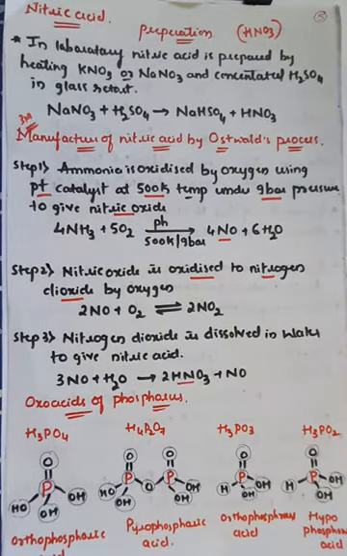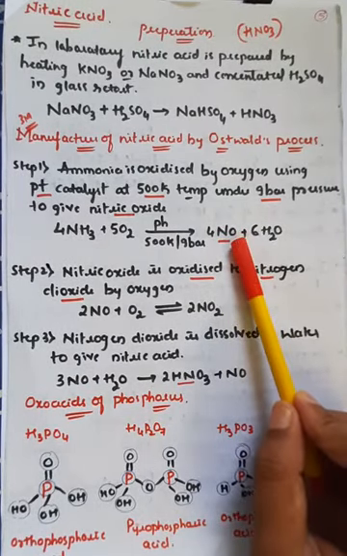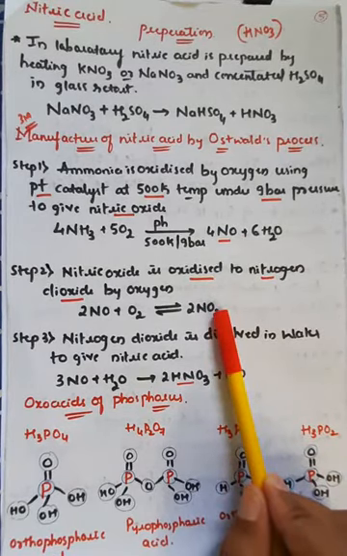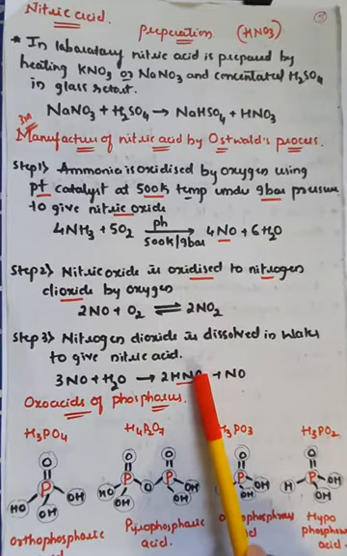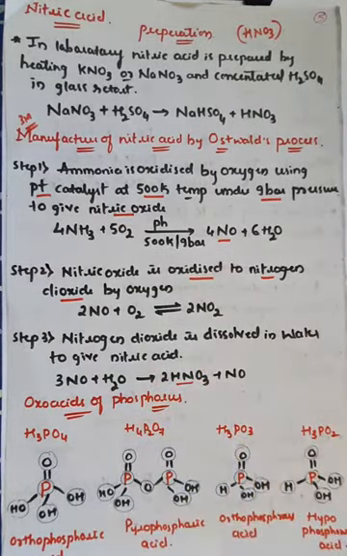That is a 3-step reaction. In the first step, there is preparation of nitric oxide, in the second step, there is preparation of nitrogen dioxide, and in the third step, there is preparation of nitric acid. It's very simple, and this can be asked for 3 marks. Most of the time it has been repeated because it is a 3-step reaction, right?